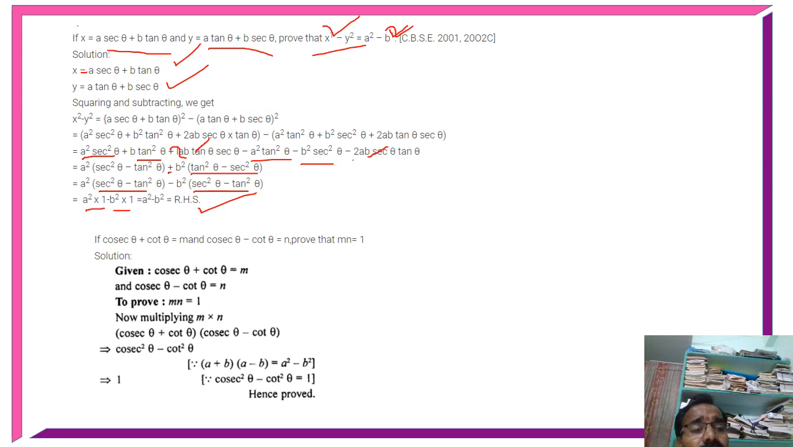And again here it is given cosecant theta plus cot theta is equal to m, cosecant theta minus cot theta is equal to n. Prove that mn is equal to 1. Let us take LHS, m into n, cosecant theta plus cot theta into cosecant theta minus cot theta. We know a plus b into a minus b is a square minus b square. Cosecant square theta minus cot square theta. So we know the third identity, cosecant square theta minus cot square theta is equal to 1. Let us go with the next slide.